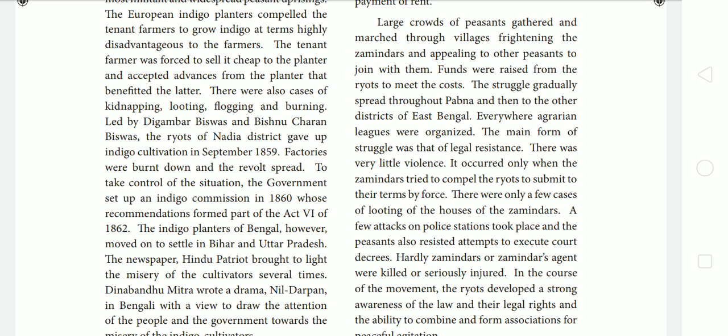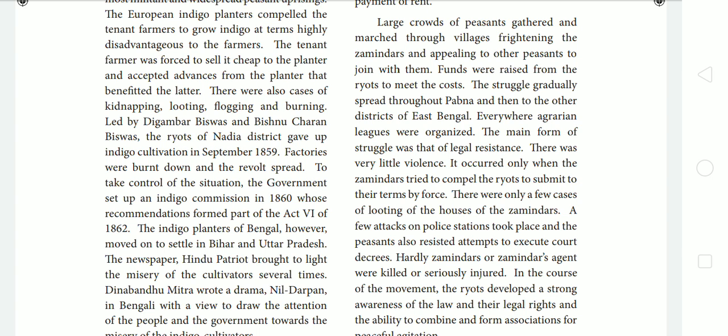Okay. The struggle gradually spread throughout Pabna and then to other districts of East Bengal. Everywhere agrarian leagues were organized. So this revolt gradually spread to the other districts of East Bengal also. Agrarian means agricultural; the leagues, that is organizations, were formed. Okay. So the main form of the struggle was legal resistance. So there was very little violence. Okay. It occurred only when the zamindars tried to compel the ryots to submit to their terms by force.